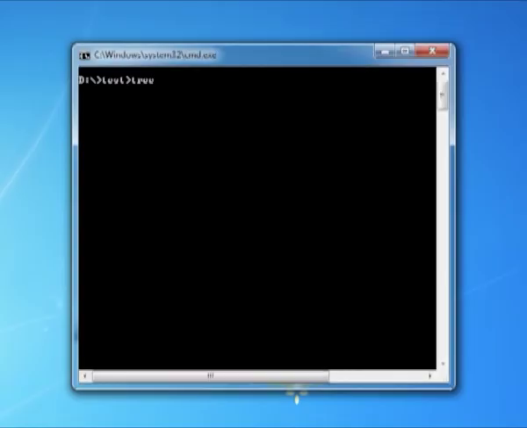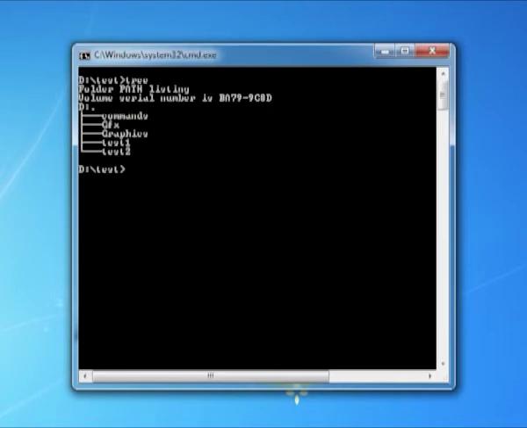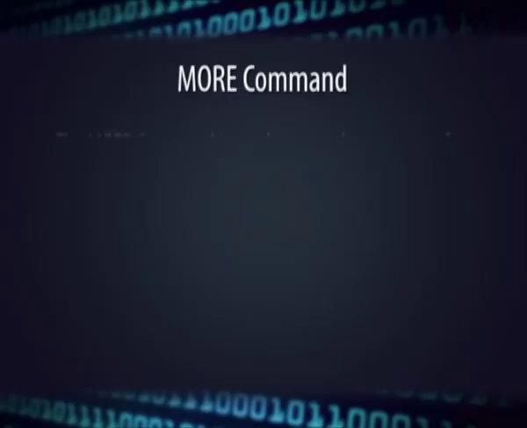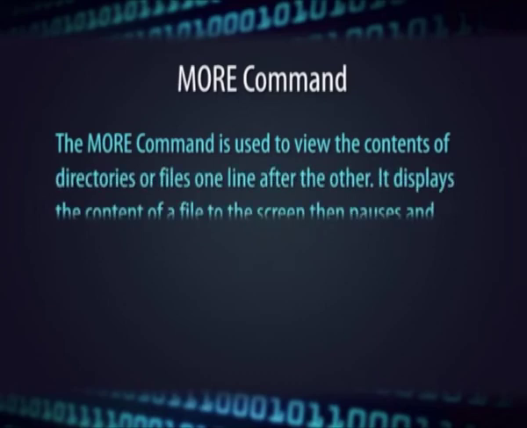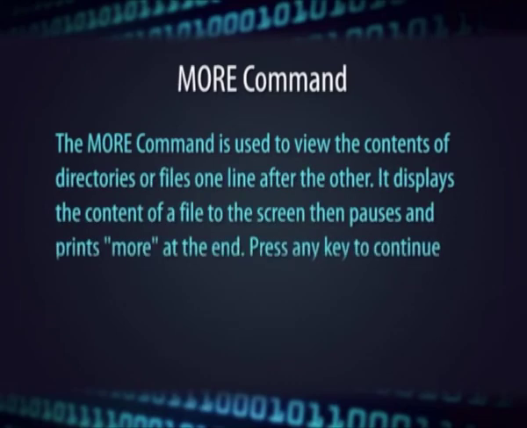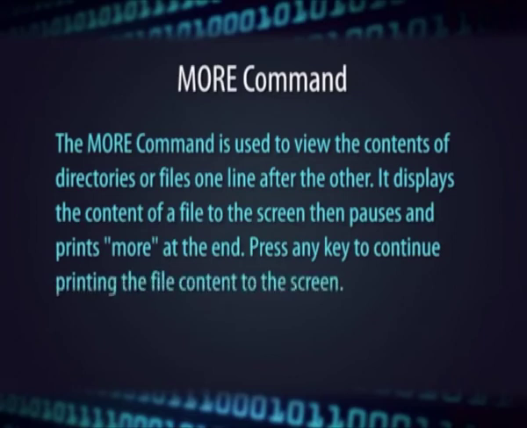Another example is d:/test prompt tree. It displays the tree structure starting from the test directory. More command. The more command is used to view the contents of directories or files one line after the other. It displays the content of a file to the screen, then pauses and prints "more" at the end. Press any key to continue printing the file content to the screen.